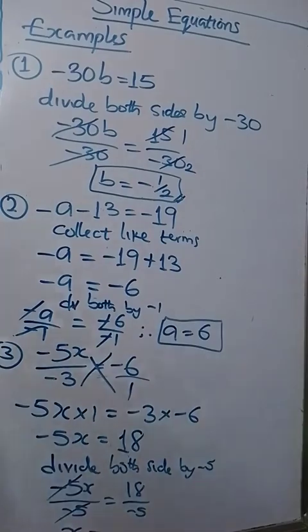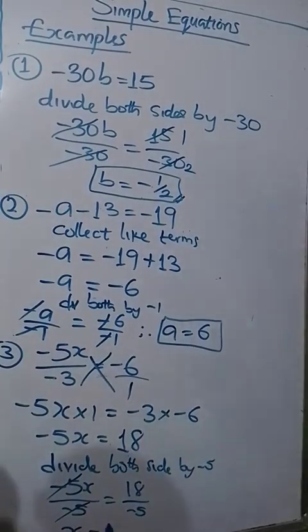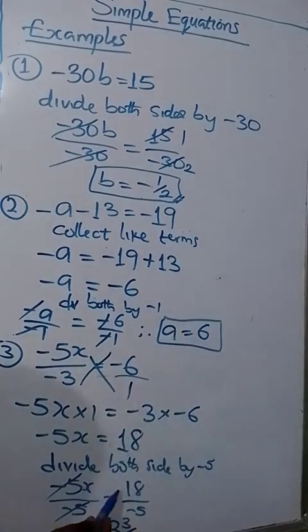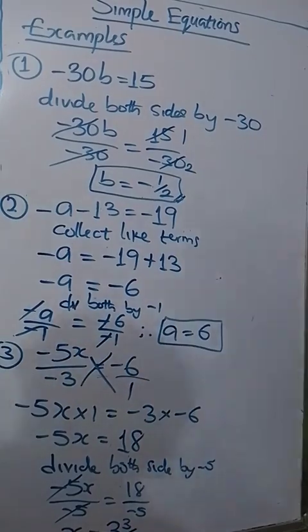X equals. How many times will 5 go in 18? That's 3 times, remainder 3 over 5. Remember, plus divided by minus is minus. So x equals minus 3 and 3 over 5.